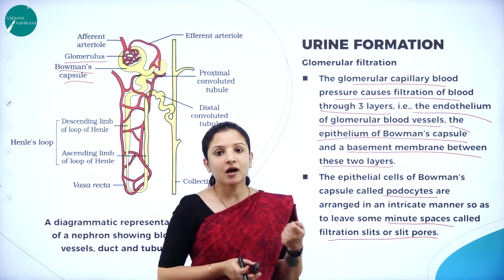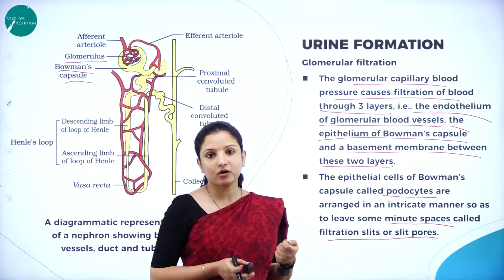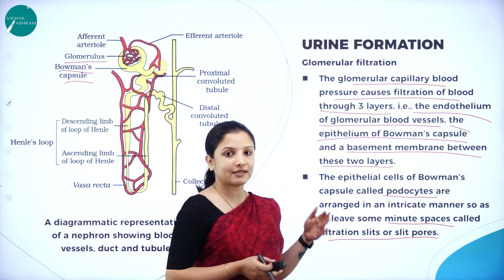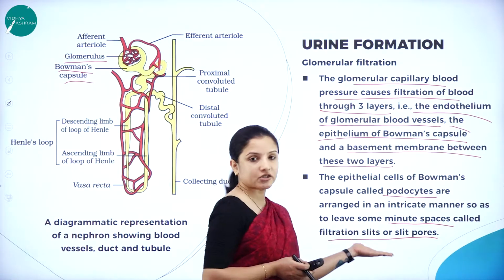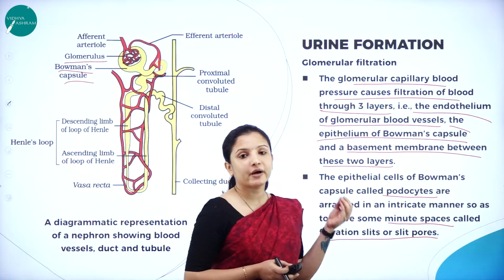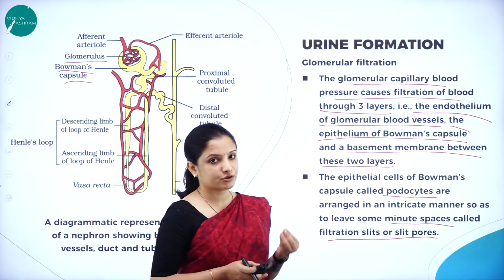So just imagine how a sieve for filtering coffee or filtering tea looks. It is arranged exactly like that. That is why it is called the filtration unit, because it is made up of minute slit pores which help in the process of filtration.